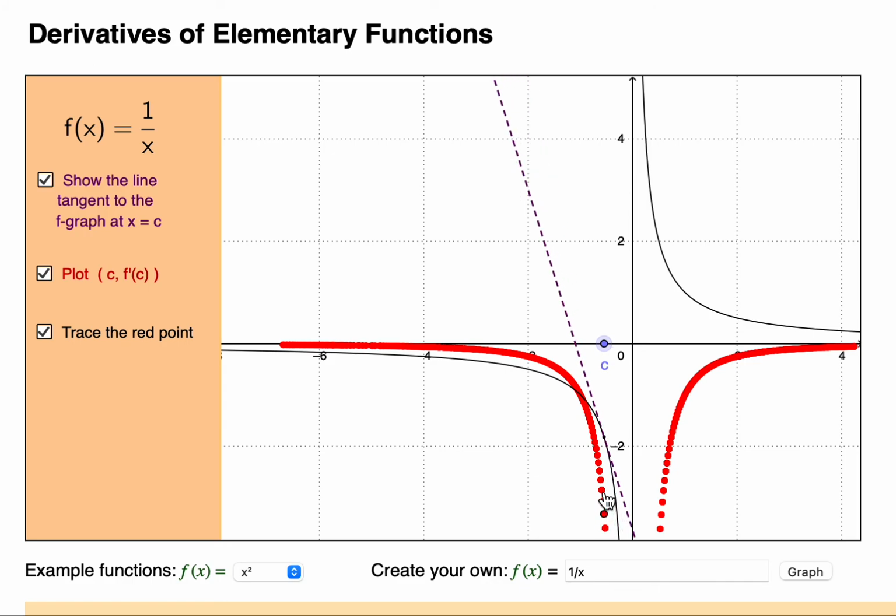If I do the definition of the derivative on 1 over x, I get negative 1 over x squared. If I were to graph negative 1 over x squared, I would end up with this red graph. So the pattern that I get when I plot the slope values gives me the function, and that function looks like a negative 1 over x squared function.